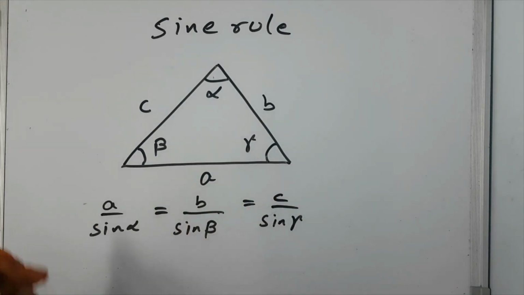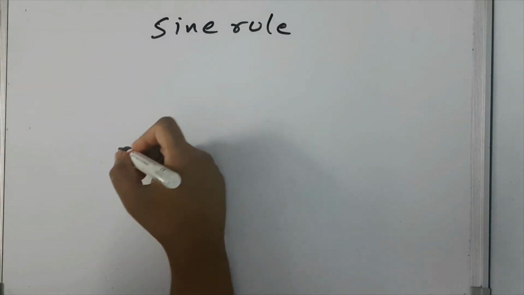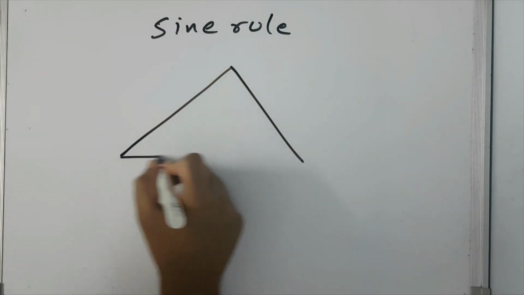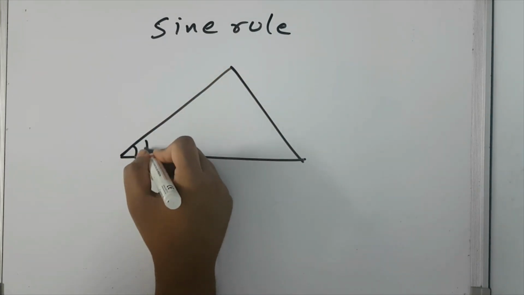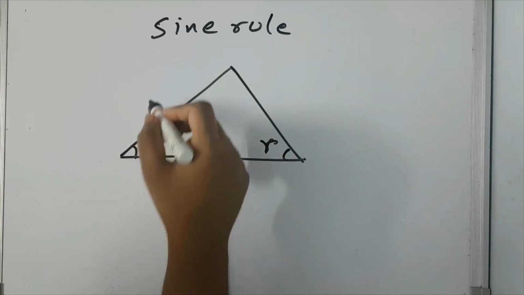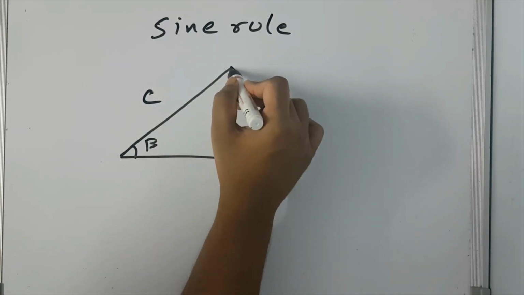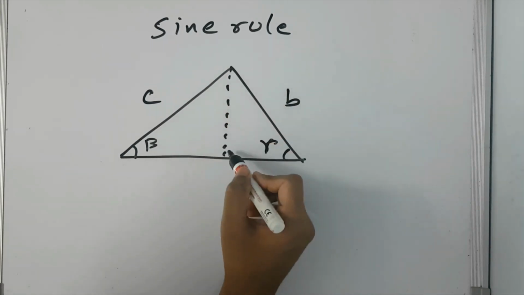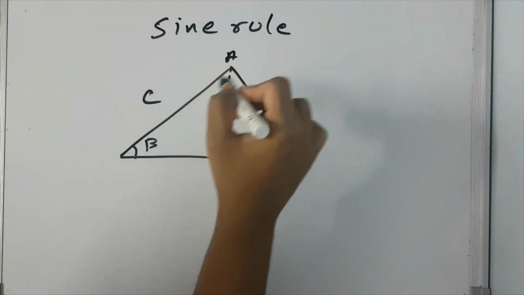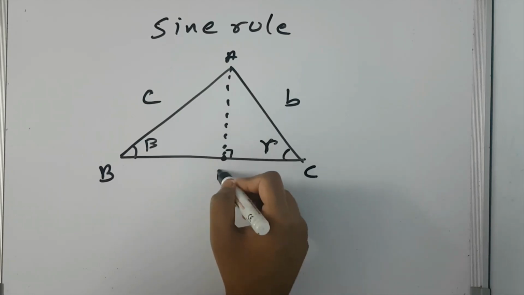So for the proof, let's look at any two of these angles. Let's say beta and gamma. This is beta, this is gamma. This is C and this is B. Now drop a perpendicular from here on this side. Let's name the vertices A, B, C, and let's call this point D.